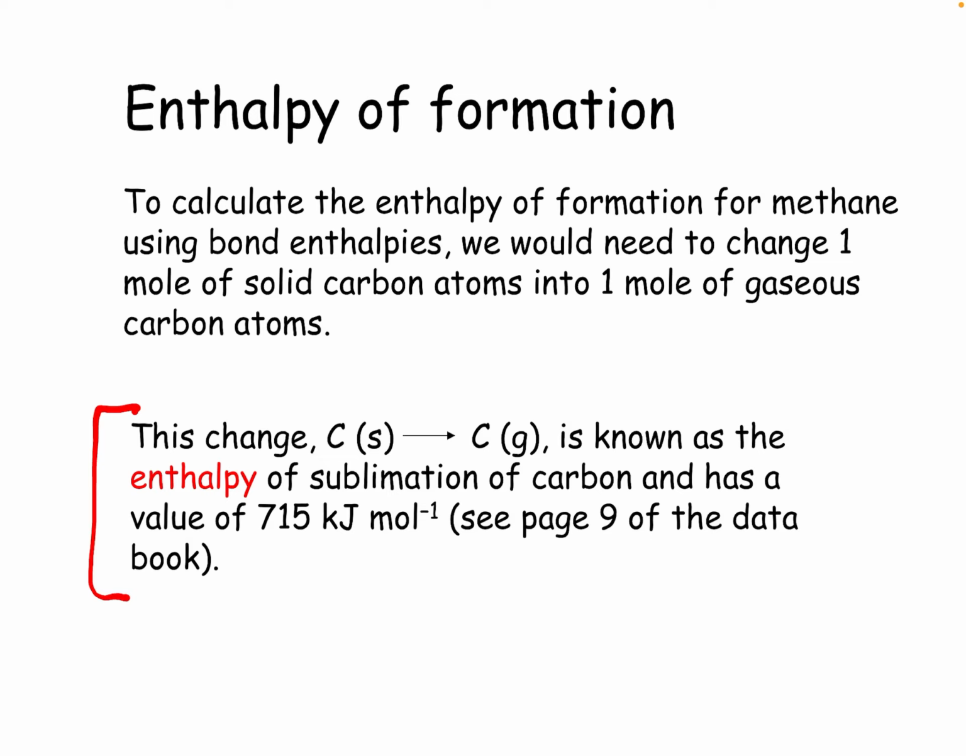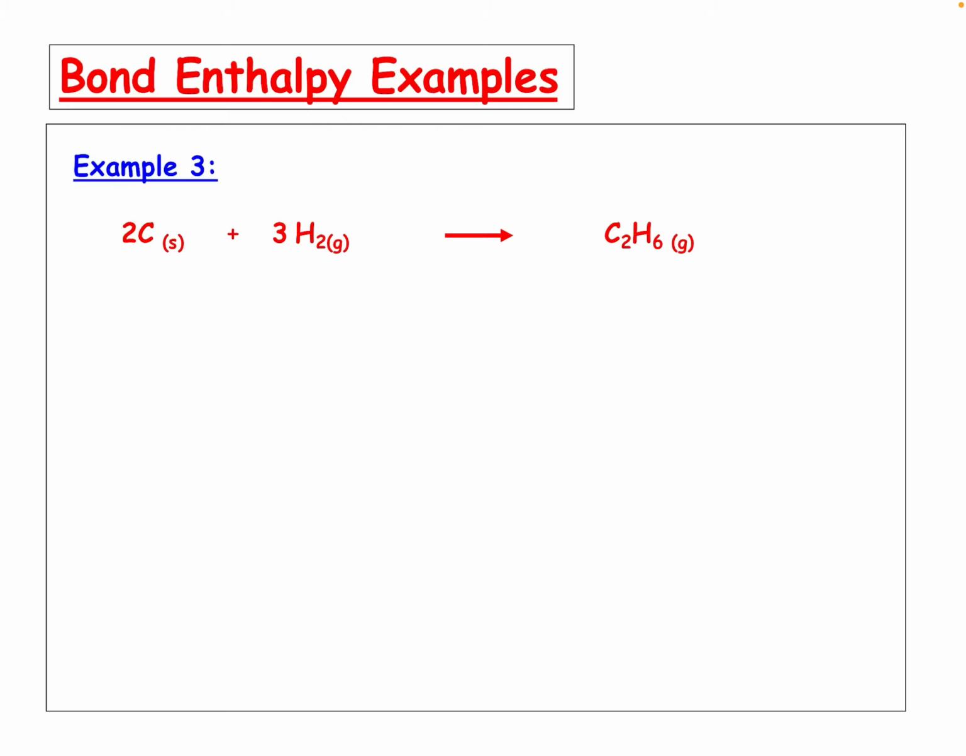To go from 1 mole of carbon in solid form to 1 mole of carbon in the gas form is known as the enthalpy of sublimation. Okay, and that's when you go from a solid straight through to a gas. It's got a value of 715, and you'd actually find this on page 10 of the data booklet. We're going to use this now to work out this enthalpy change.